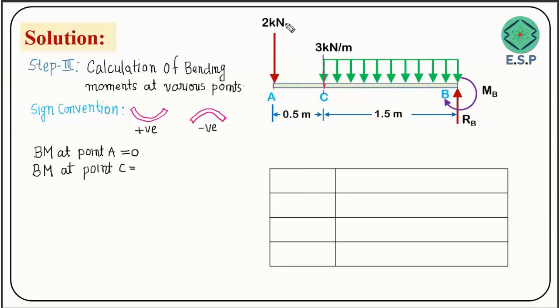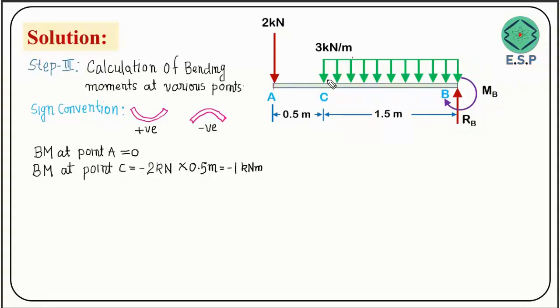Due to the application of this 2 kilonewton, your beam may bend like this, friends. If you continue this shape, it is a kind of hogging shape. So this is a negative bending moment caused by 2 kilonewton. I can say it is 2 kilonewton into this distance. This shape is hogging, so it is minus 2 kilonewton into a distance of 0.5 meters. So this value will be minus 1 kilonewton meter. Now we have got the bending moment at point C.